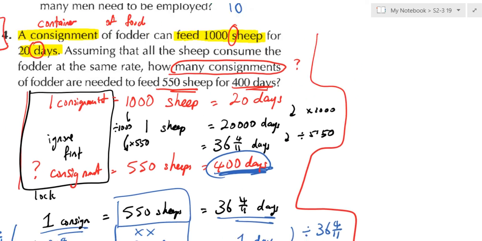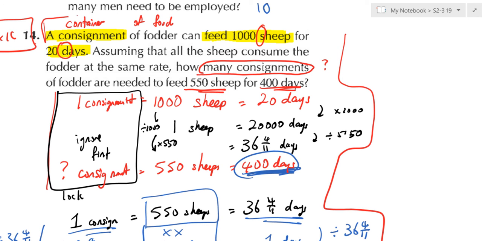Alright, some of you ask, how do you pronounce the word? Don't say "further." I tried Google, it just means food. So it's just like one container of food.